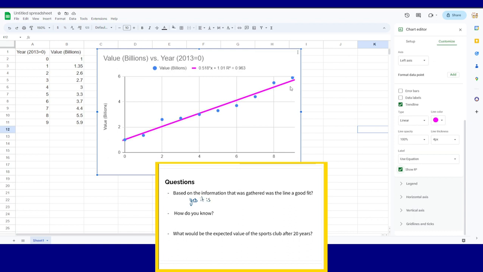How do you know? We could say, well, based on how we create a line of best fit, it follows the trend and is close to points. The main thing that we want to refer to is the r squared value. So the r, not r2, r squared value is 0.963. So this means that it is a strong correlation.